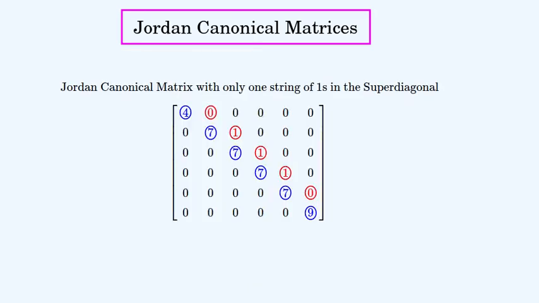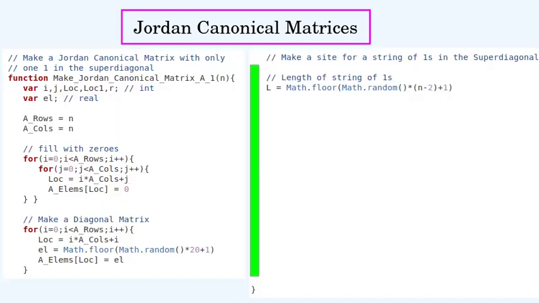Now to create a function to create a Jordan matrix with a string of ones, that is, ones that are all next to each other in the superdiagonal. Their corresponding diagonal entries must all be equal. This is another function that creates a random Jordan canonical matrix. This time there'll be a string of ones.